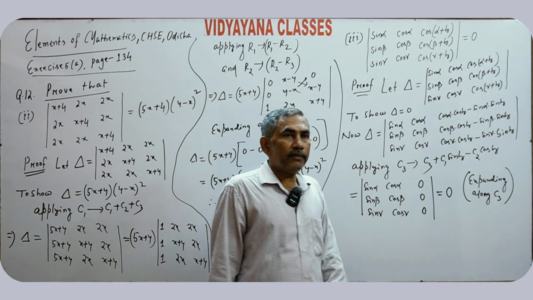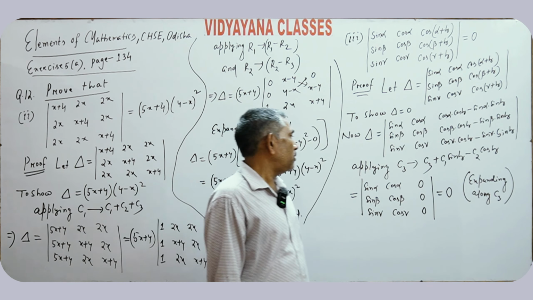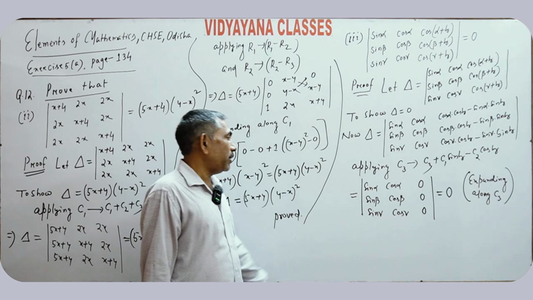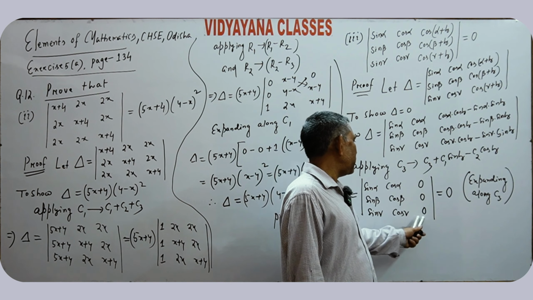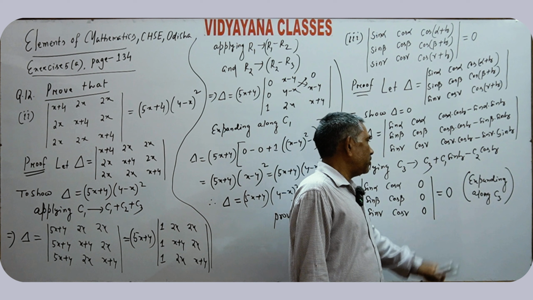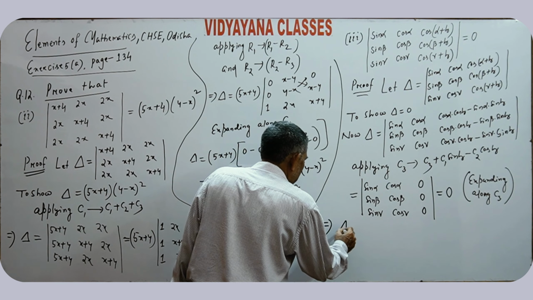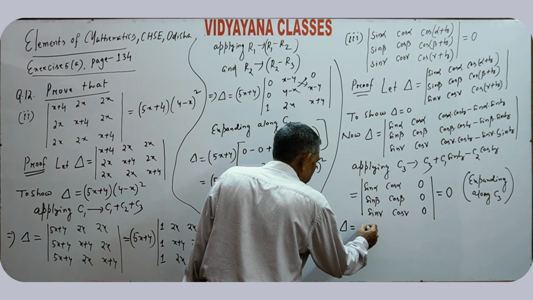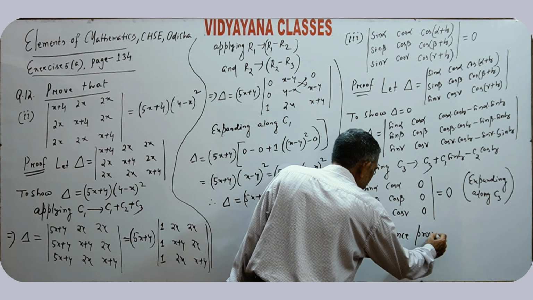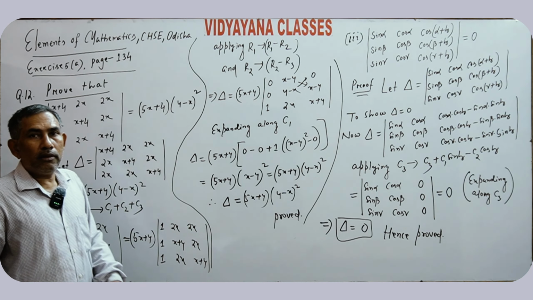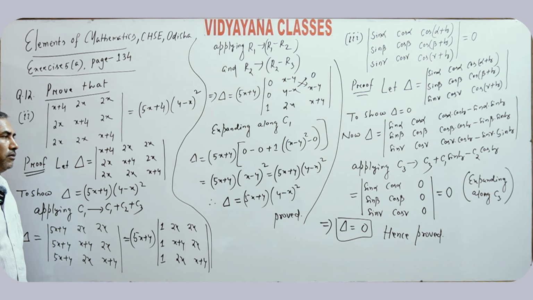It is called the zero property. The value of the determinant will be 0 if any one of the rows or columns contains all 0s. Column 3, all elements are 0. Expanding along this column, it gives 0. Expanding along column 3 implies del is equal to 0. Hence, proved. Clear? Okay. Write down.